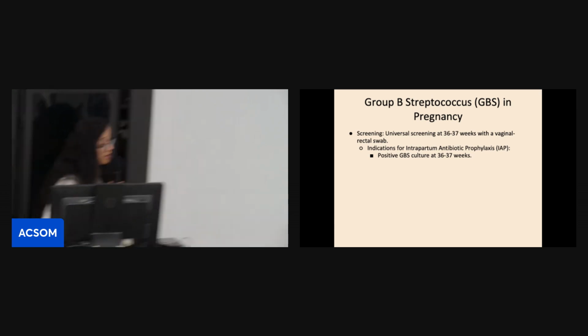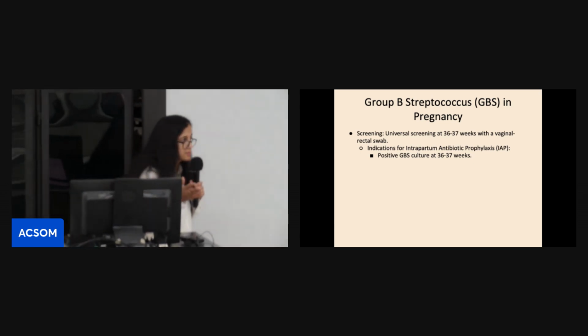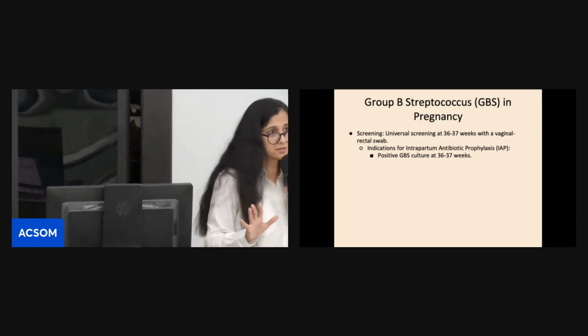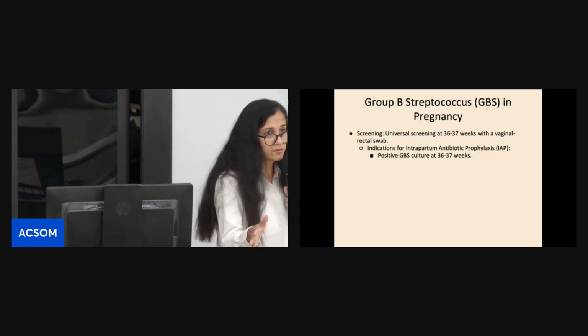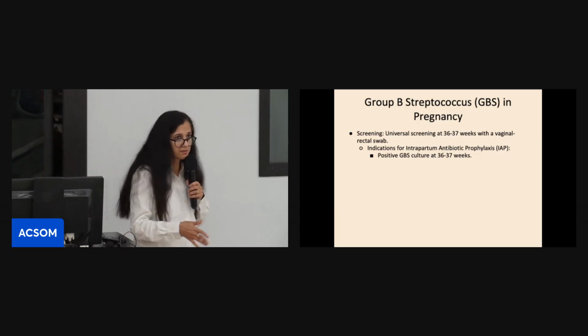What are the indications for IAP? If they have a positive GBS culture at 36 to 37 weeks, and these cultures are only good for 5 weeks. So if you have a primigravida that's going to go over 41 plus weeks, you actually have to repeat the swab. But if they're positive, they're positive. You only repeat the negative ones.